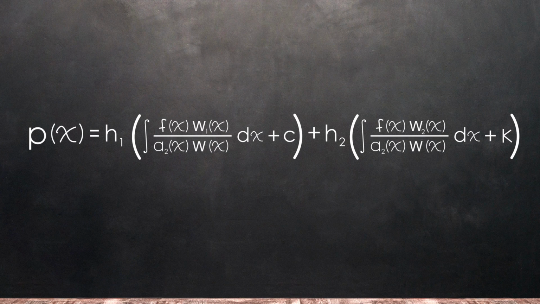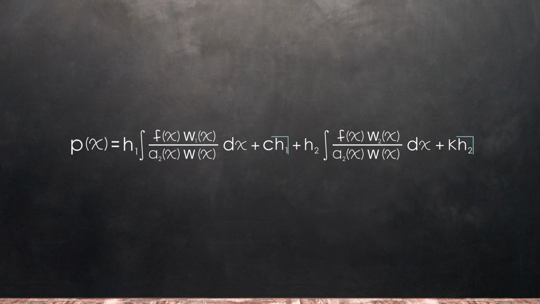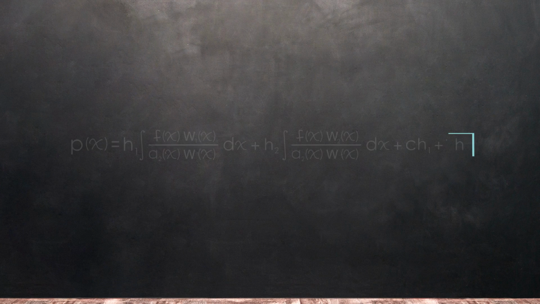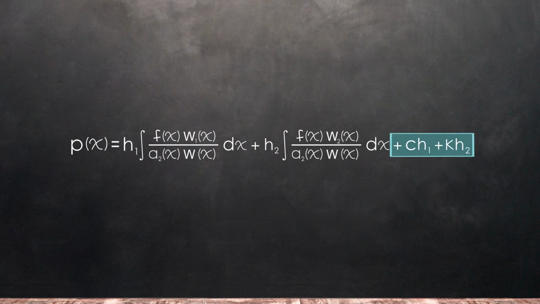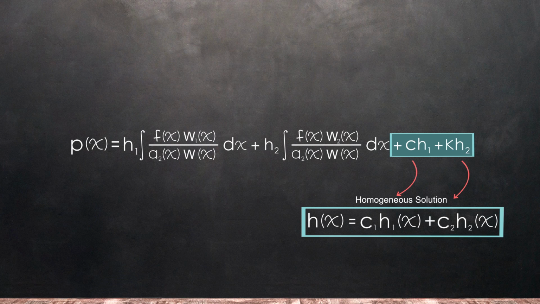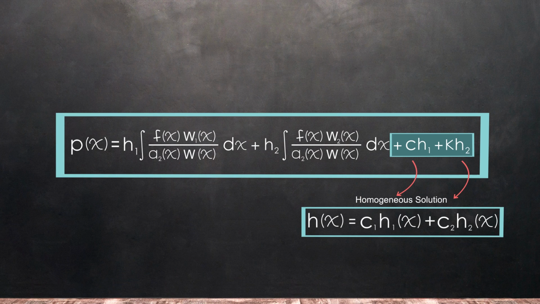Plugging u1 and u2 into the equation for p of x, we obtain the following equation, where c and k are constants of integration. If we simplify this equation by taking c and k out of the brackets, then take these terms to the end, we observe that this is exactly the homogeneous solution with c1 equals c and c2 equals k.